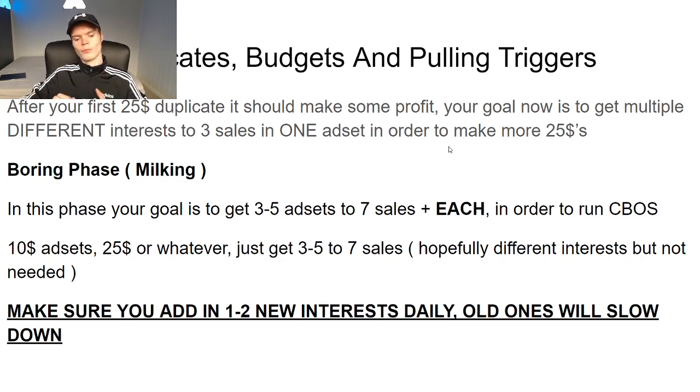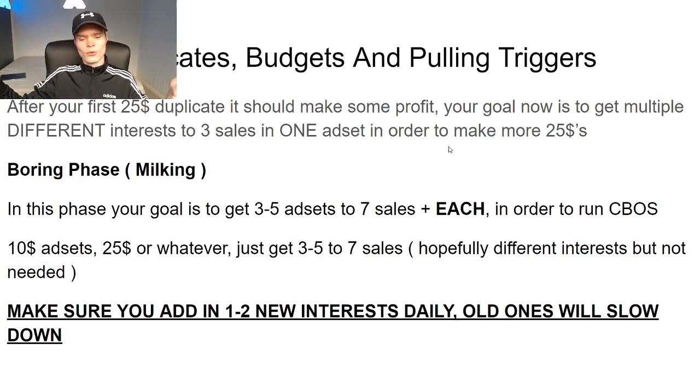This means it's super important to make sure you add in 1 new interest every single day in order to get prepared for the CBOs, because there will always be a better interest out there. And if you're only going to rely on your first 7 testing interests, it's probably going to be a hard time, right? So make sure you add in new interest every single day when you're scaling to make the CBO phase come quicker or to come at all.